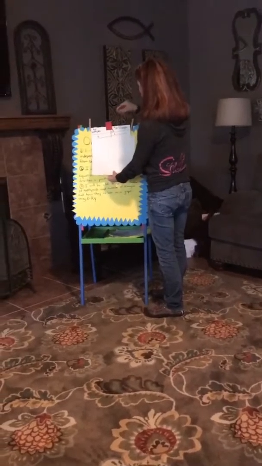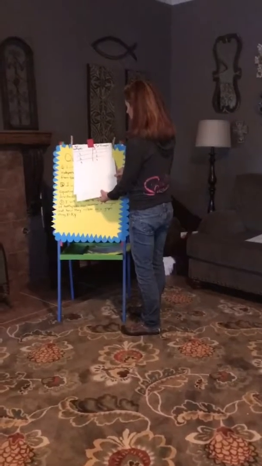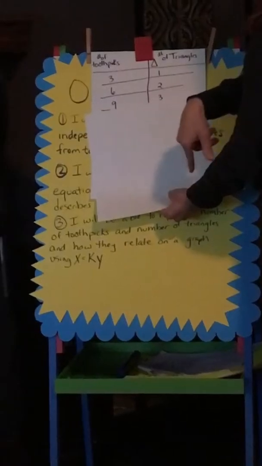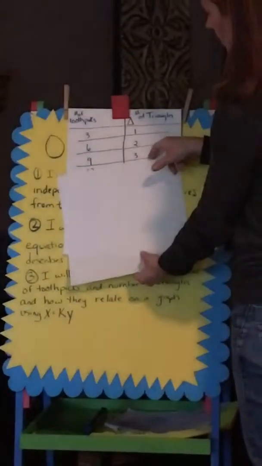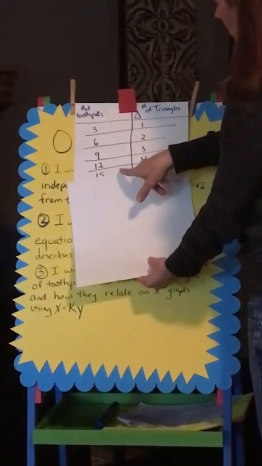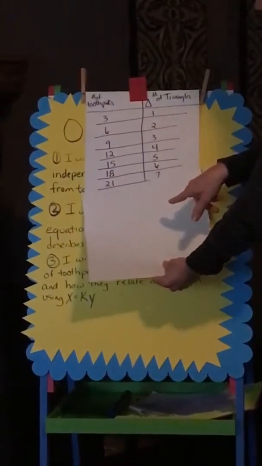We're going to go over the T-chart. We did the first 2. Now, 9 toothpicks make 3 triangles. I'm seeing a pattern, aren't you? Skip counting. Okay, let's go to the next one. 12 toothpicks make 4. 15 toothpicks make 5 triangles, and on all the way to 30.